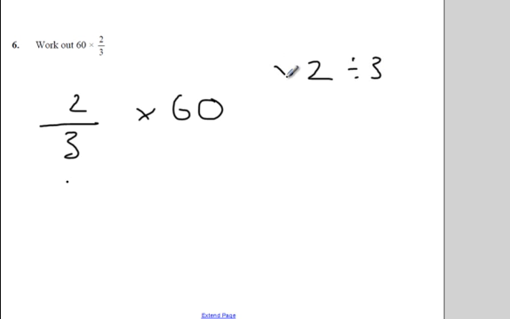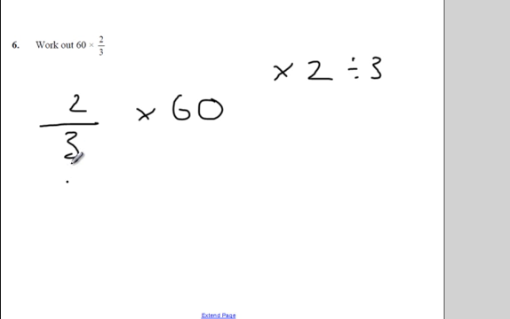So I'm timesing by 2 divided by 3. So I'm timesing by 2 and dividing by 3. Now I can change the order. BIDMAS says that timesing and dividing are the same order. So I can either times by 2 first and then divide by 3, or I can divide by 3 and then multiply by 2. It doesn't matter which order I go in.